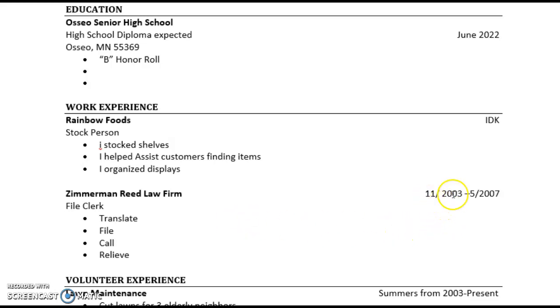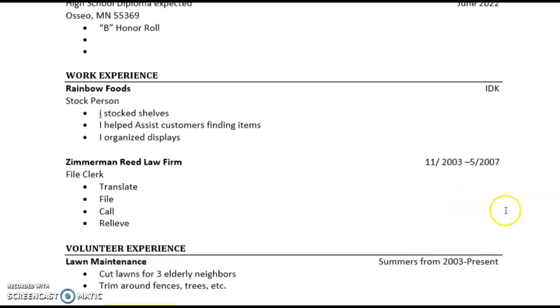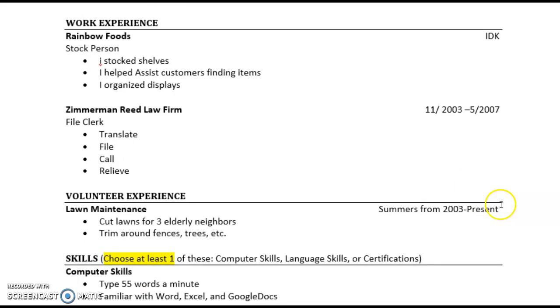Additionally, our dates are very different here, so we want to be consistent. So list the month and the year. This should be like November 2003 through May 2007. For volunteer work experience, we just put summers from 2003 to the present. That looks okay.